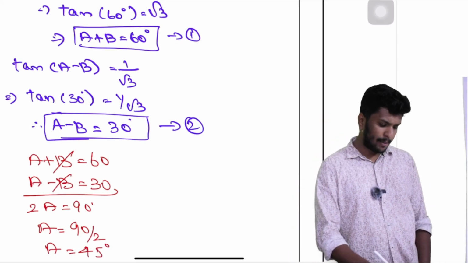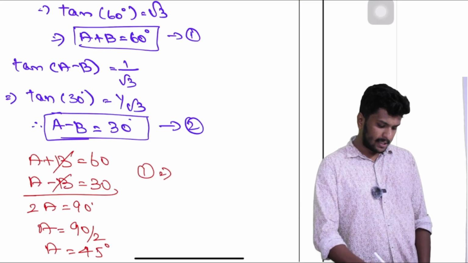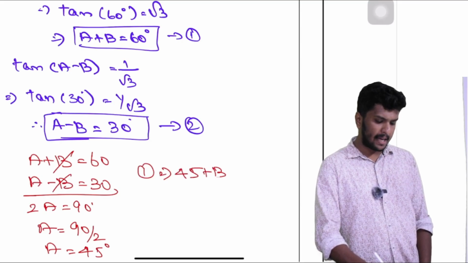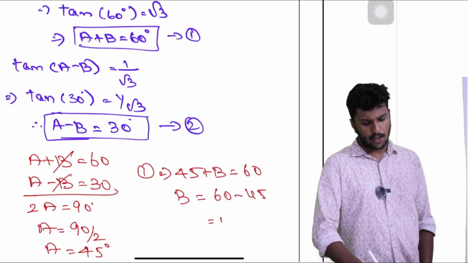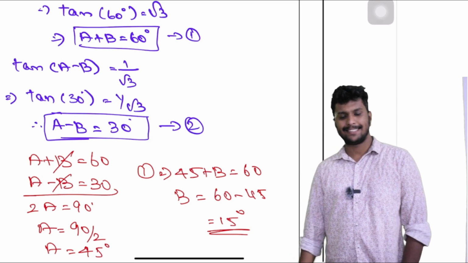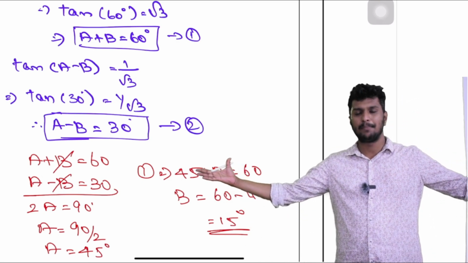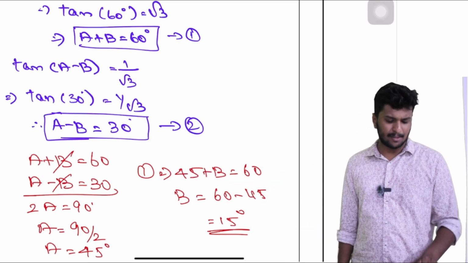If you have a, find b. Put in equation number 1. So 45 plus b equals 60. B equal to 60 minus 45. You have 15 degrees. Yes. Look how simple it is. This is what trigonometry is. Not much difficult.